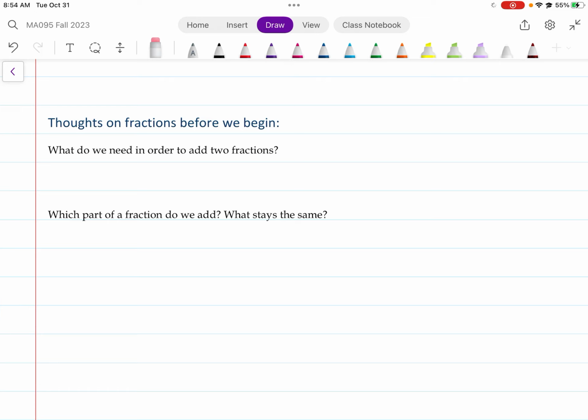In order to add two fractions, I would like you to think about what we need to do in order to add them, and what part of the fraction we add and what stays the same. So pause the video and give that a thought. All right, hopefully you took a time to think about that. In order to add two fractions, we need to have a common denominator, right? A common denominator. And that is the same with rational expressions. We need to have a common denominator.